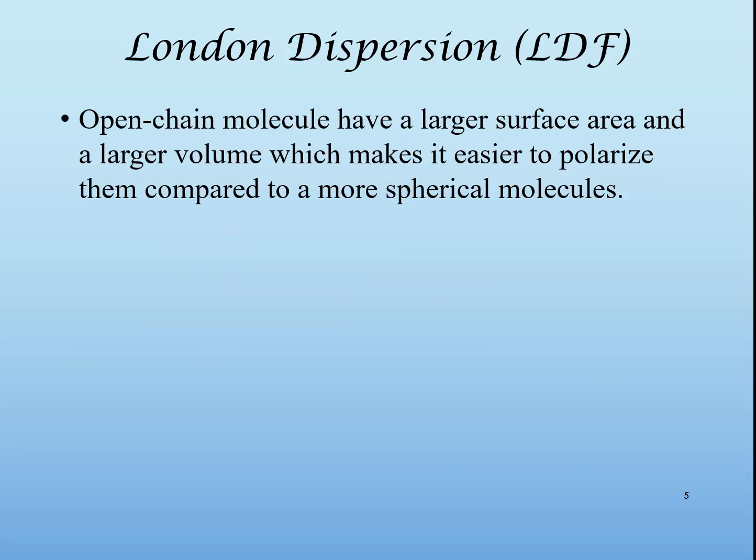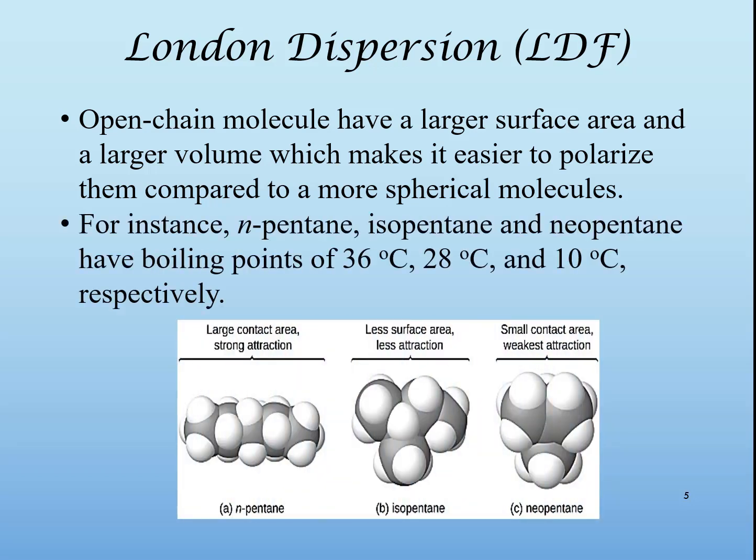We also see that open chain molecules have a larger surface area and as a result a larger volume, which makes it easier to polarize them compared to the more spherical molecules. You can see this in the following examples of pentane isomers, where the straight n-pentane has the highest boiling point and the highly branched neopentane has the lowest boiling point of these three isomers.